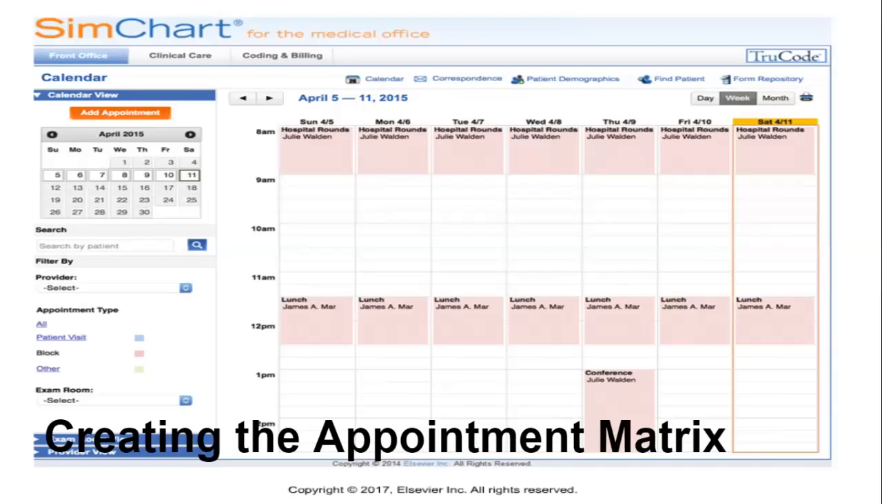And then you look at 11 a.m., Dr. James Marr, he wants to have his lunch at that time. Then I want you to look at 1 p.m. on Thursday the 9th. There's a block of time sectioned out there because Julie Walden is actually going to be going to a conference, so she can't see patients then. So that's what they're talking about. You're going to want to be able to block out different times when your doctors will not be able to see patients.